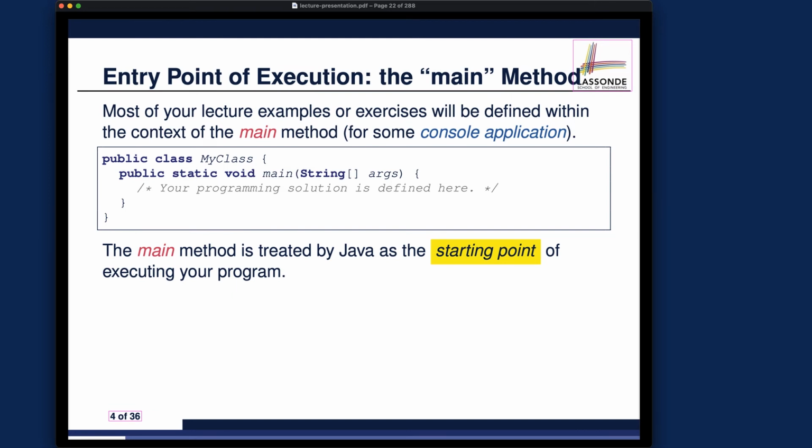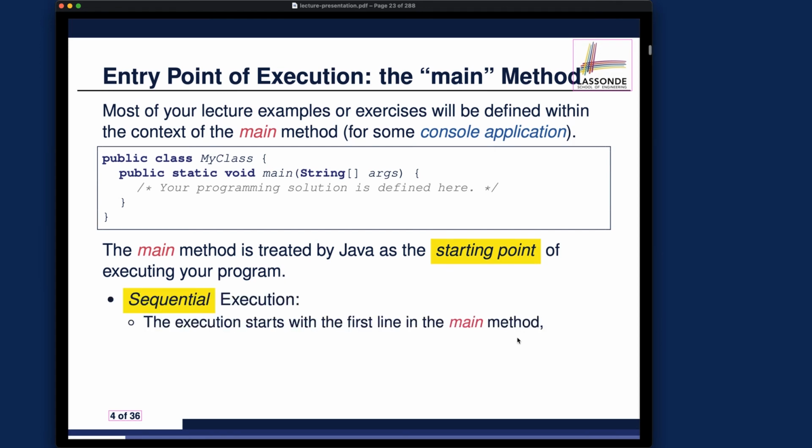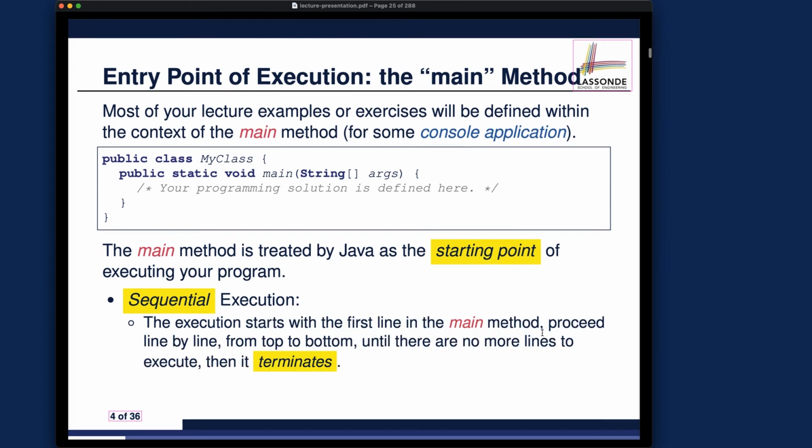So what happens if you try to execute your console application? Remember what we said in lab 0. It's going to be a sequential composition of lines of code that's going to be executed. So the execution will start with the first line in the main method, and it will execute line by line from top to bottom, until there are no more lines to execute, and then it will terminate.